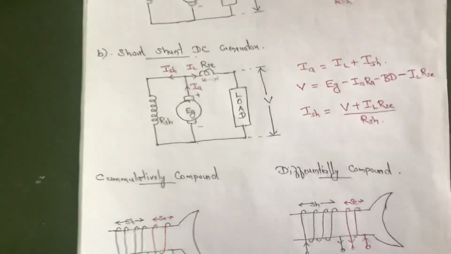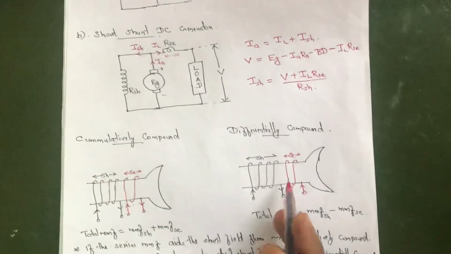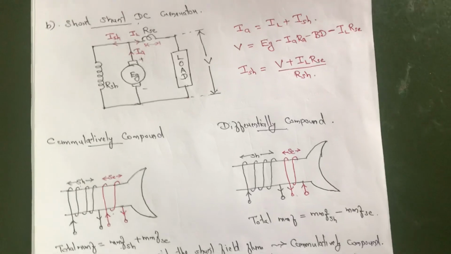So these are the different types of compound wound DC generator. Compound wound DC generators are classified into long shunt and short shunt DC generators. They are again classified into cumulatively compound and differentially compound DC generators.